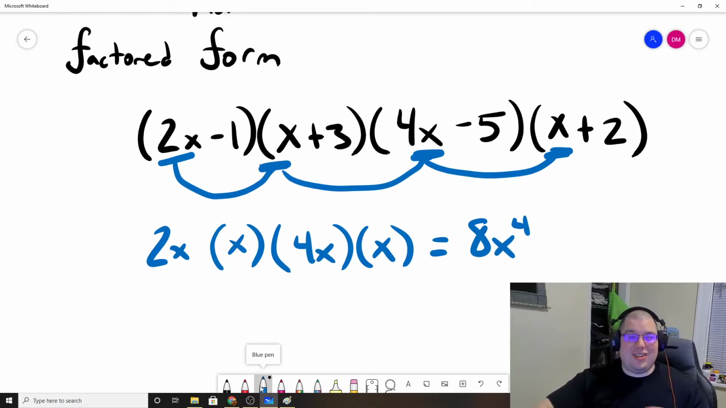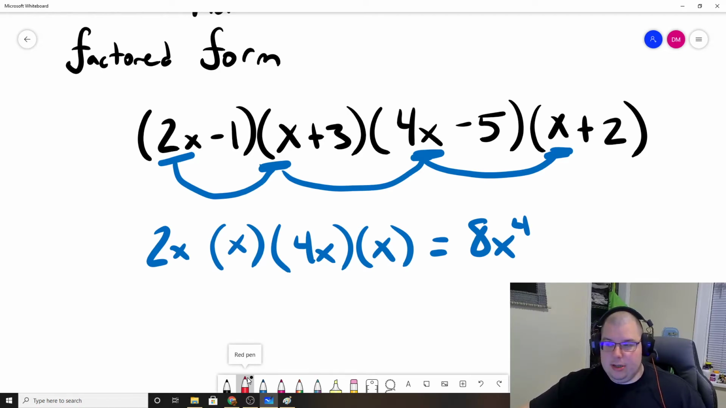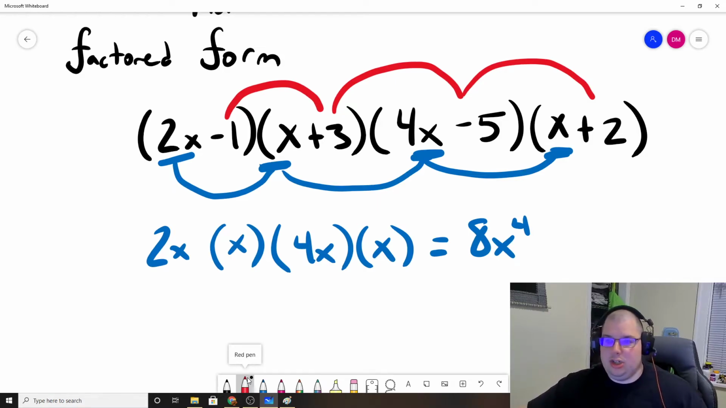And now if you understand that the leading coefficient and the degree of the polynomial come from all of the leading terms, then hopefully you can see that the constant term is going to come from multiplying all of the constant terms of each little factor together as well. So we're going to multiply -1 by 3, and then -5, and then 2. We're going to do all of those multiplications together to get the constant term.